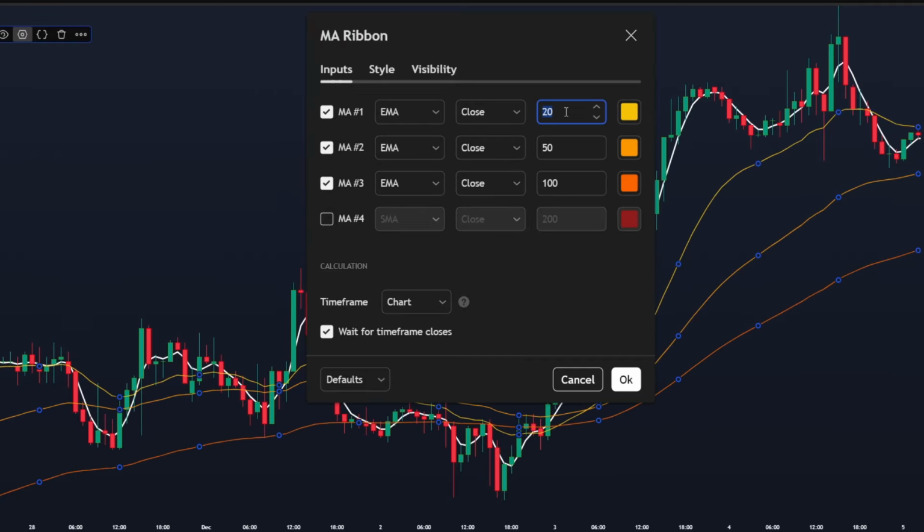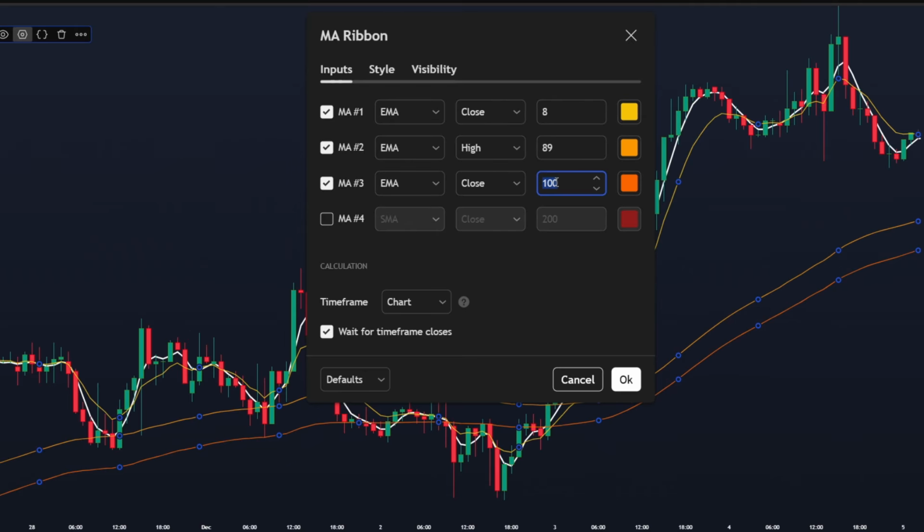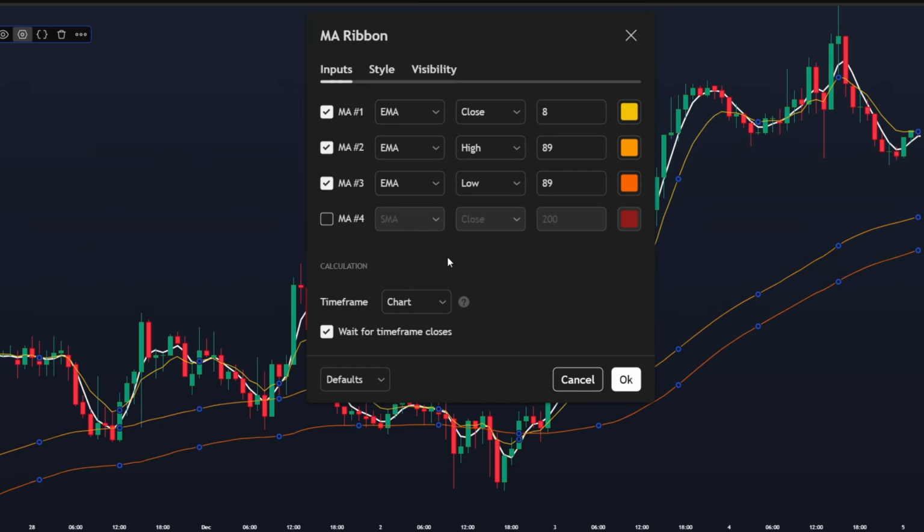Set the first EMA length to 8, with the source on close. Set the second EMA length to 89, with the source set to high. Set the third EMA length also to 89, with the source set to low. This creates a clean EMA channel.